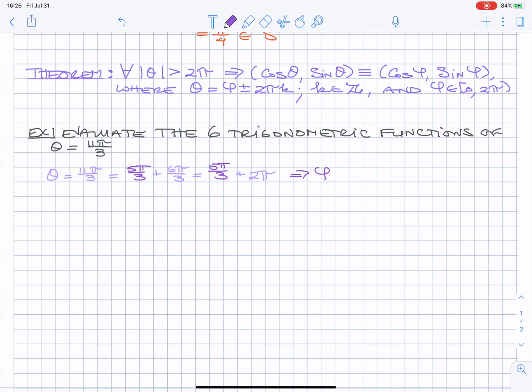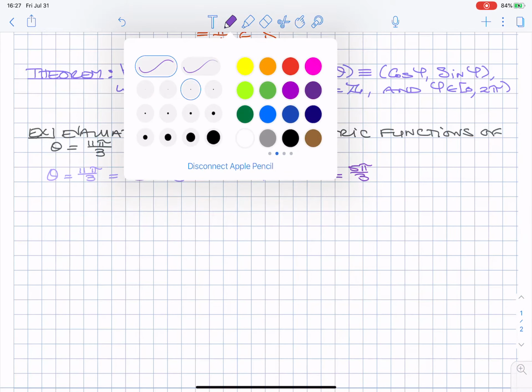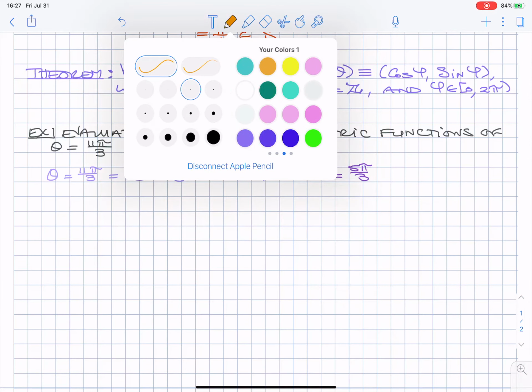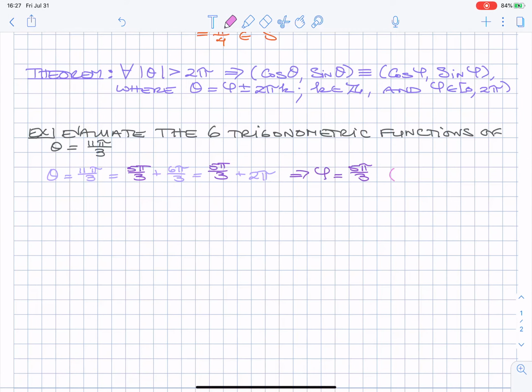that has the equivalent position on the unit circle is going to be 5 pi over 3, which is the 60-degree reference angle in quadrant 4. So what is a coordinate for the 60-degree reference angle in quadrant 4? Well, I know that 60 degrees is 1/2 for x and root 3 over 2 for y. So in quadrant 4, x is positive, so 1/2, but y, the root 3 over 2, is negative.